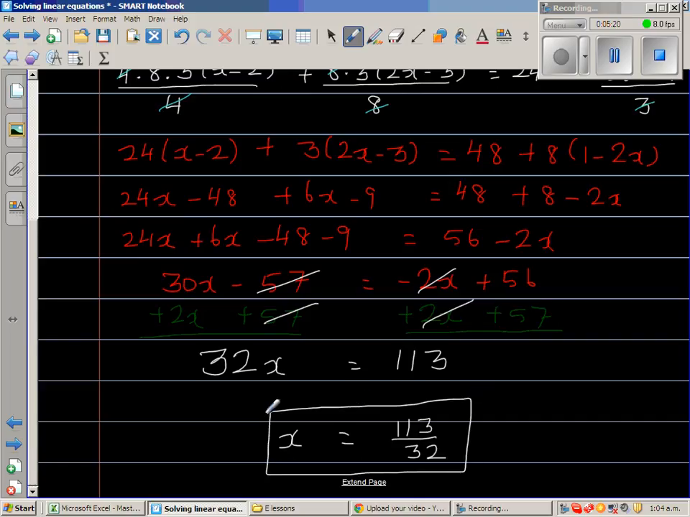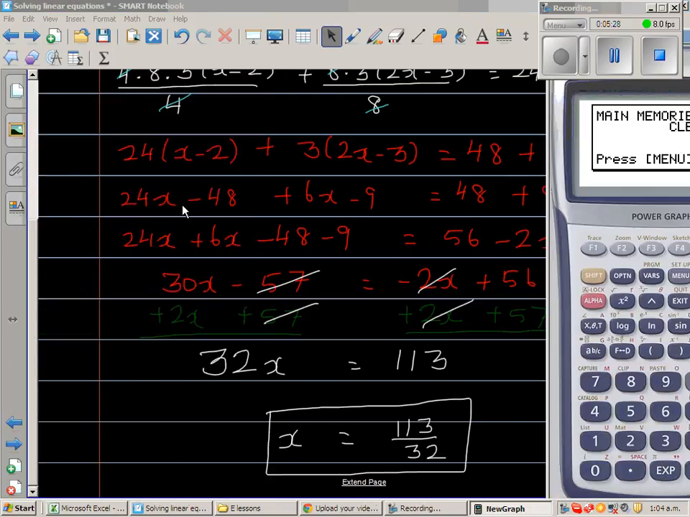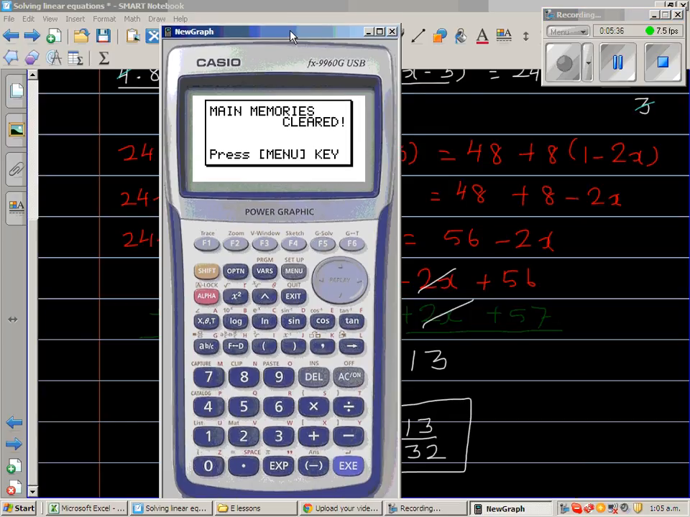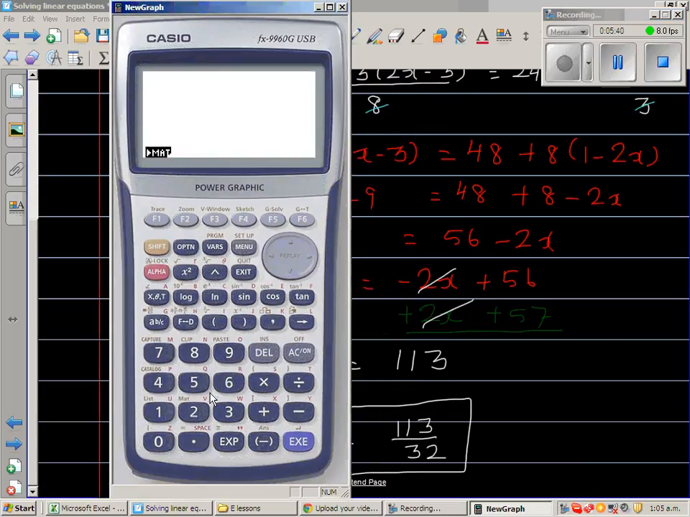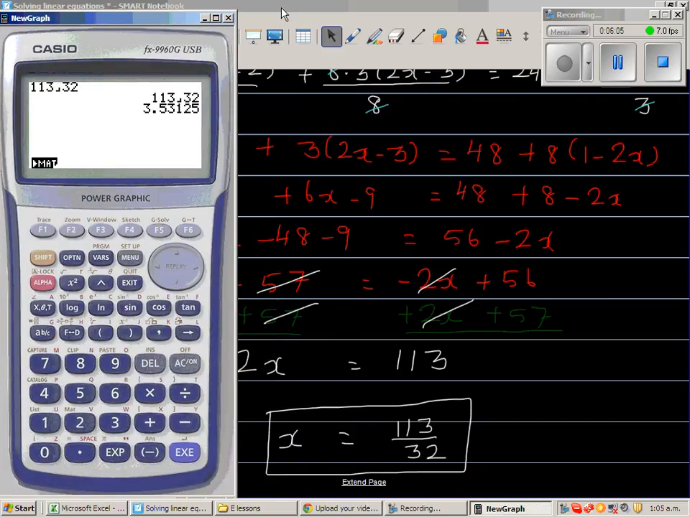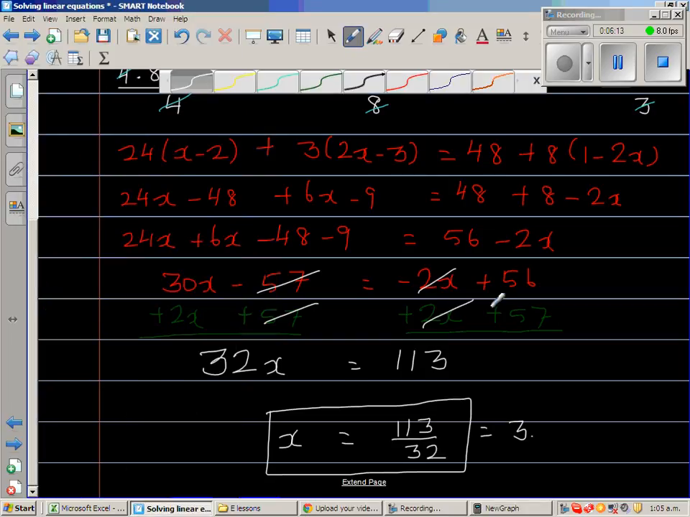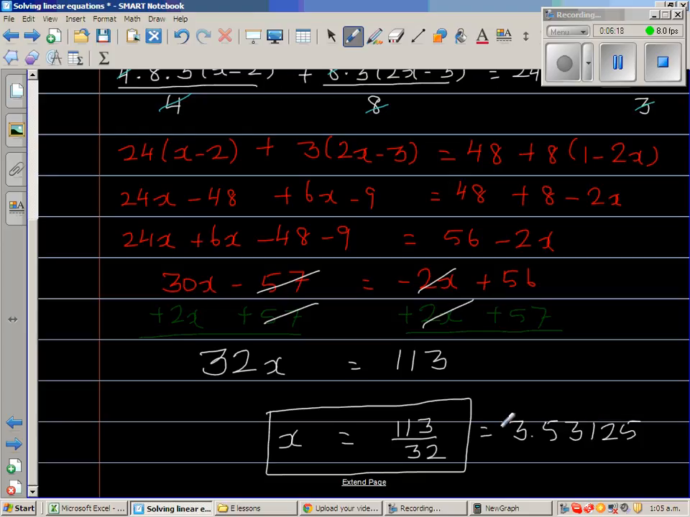This is fine, but if you want to change this into a mixed number, let me use the calculator. Let me drag my calculator here. I want to change this into a mixed number, so I can do 113 over 32 and press shift equals. This is 3 and so on. The answer is 3.53125. The exact answer is 3.53125.